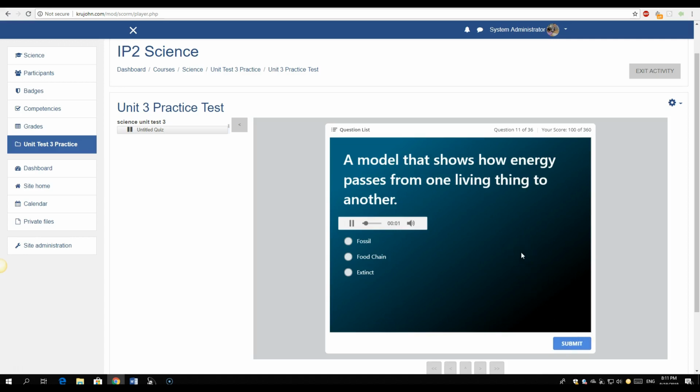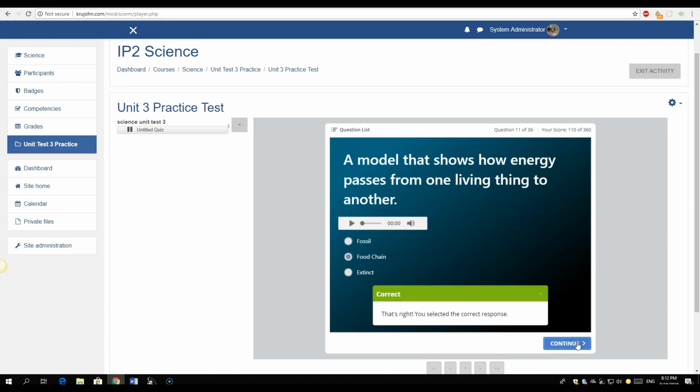A model that shows how energy passes from one living thing to another. This is the food chain. The predators will always be at the top of the food chain because they eat everything, and the plants will be at the bottom because they are eaten by everything. Okay, this is the food chain.